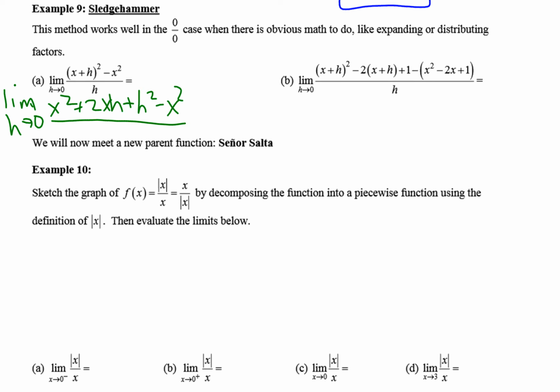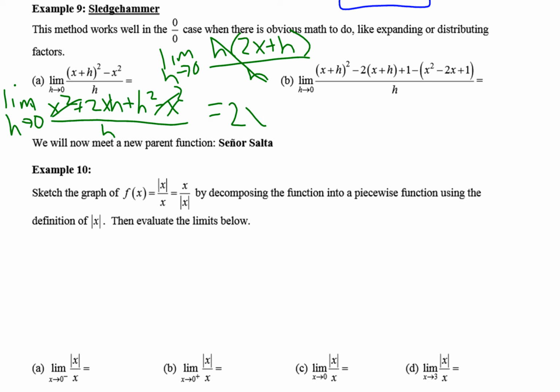Things cancel. Oh, look, x squared minus x squared. Factor out the h in the numerator. Cross it out with the one in the denominator. Plug in 0 for h. We get 2x. I know it's not a number. You wanted a number, but it's a function, and that's good enough.